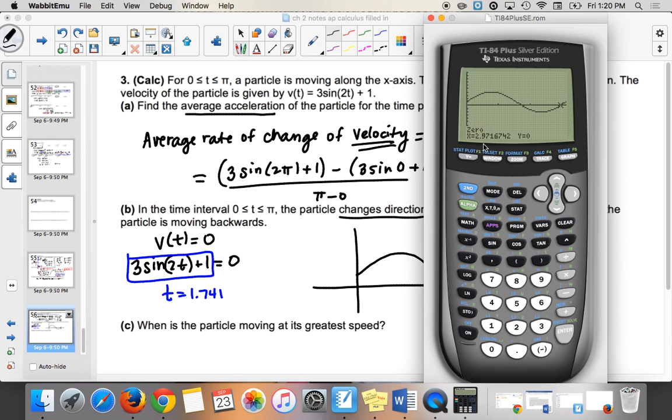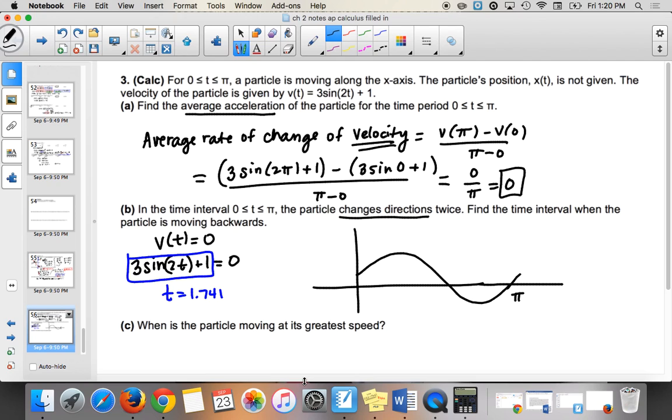All right, 2.972. You can actually round or truncate, so either answer would be fine. So we want to find the interval where the particle is moving backwards. It's going to move backwards from here to here. So we're going to say on 1.741 to 2.972. That would be the interval.